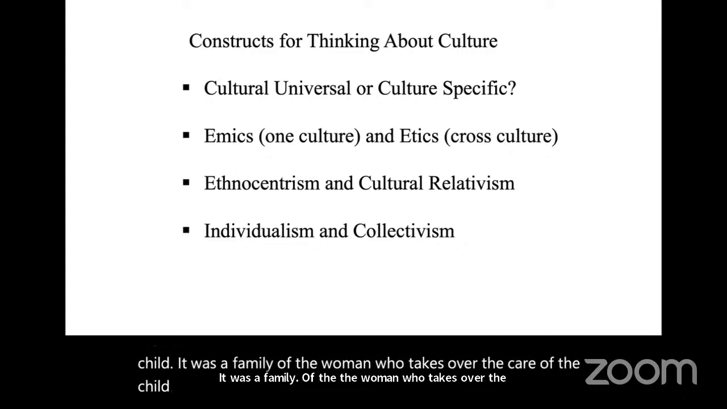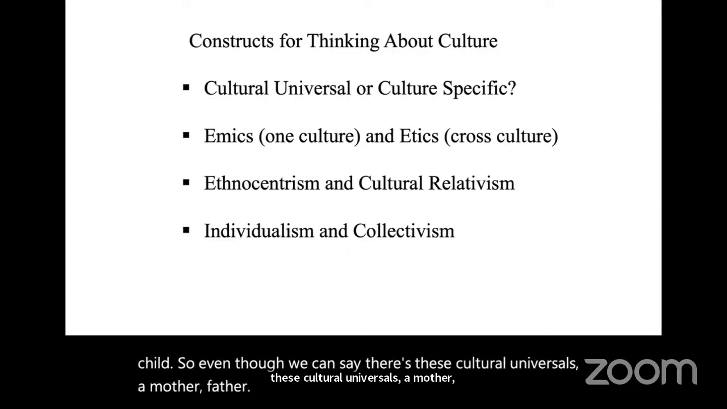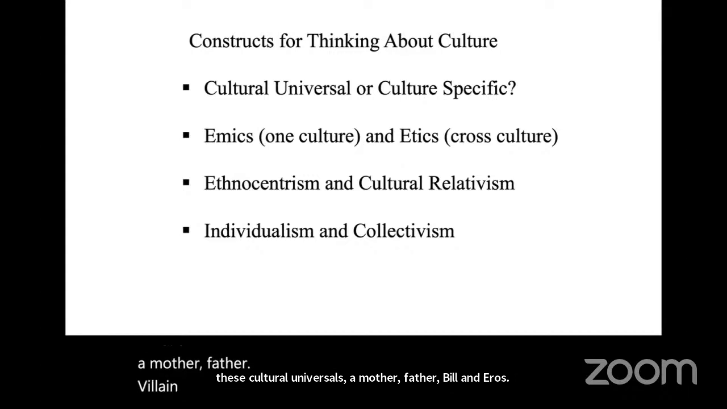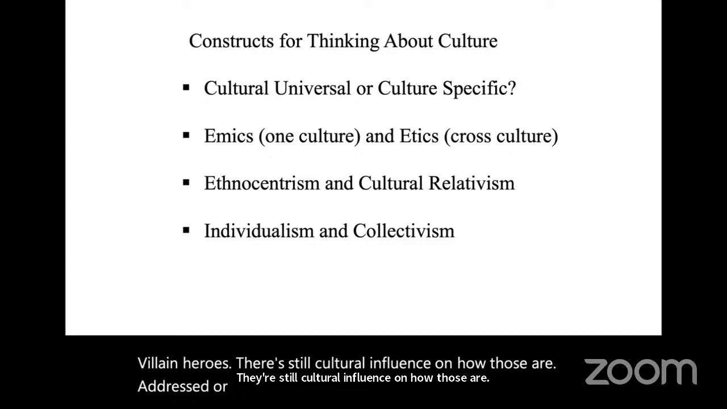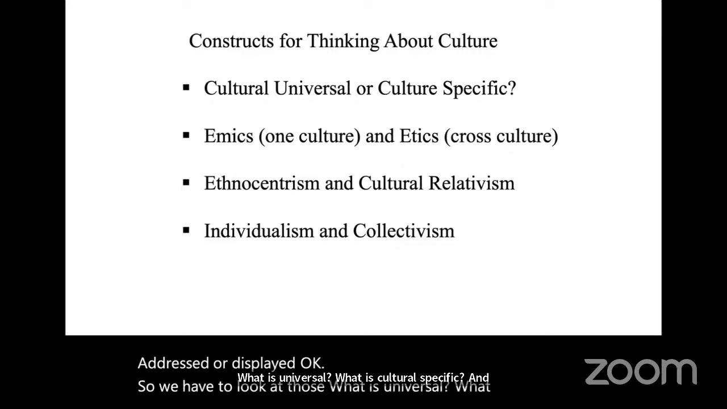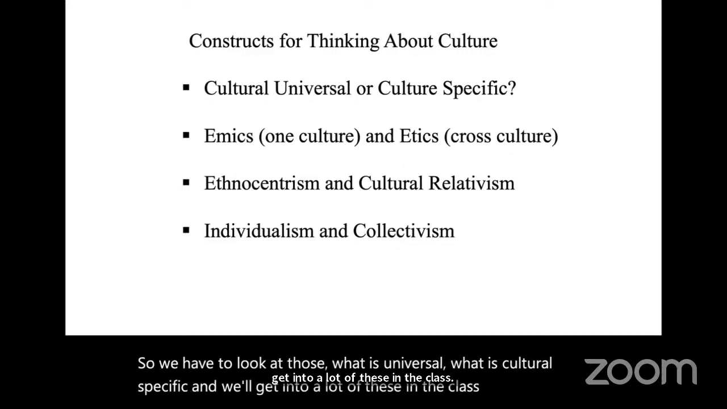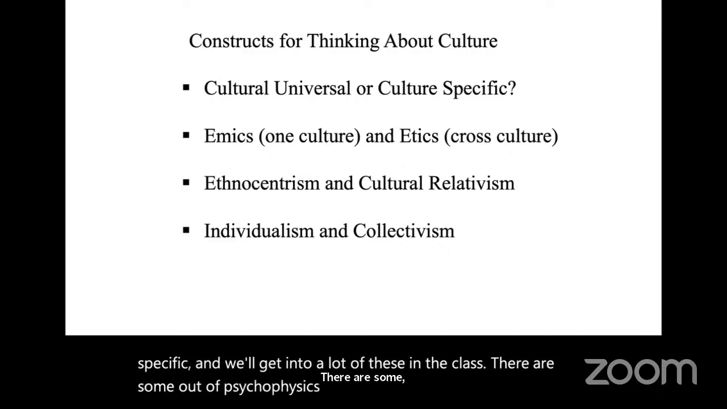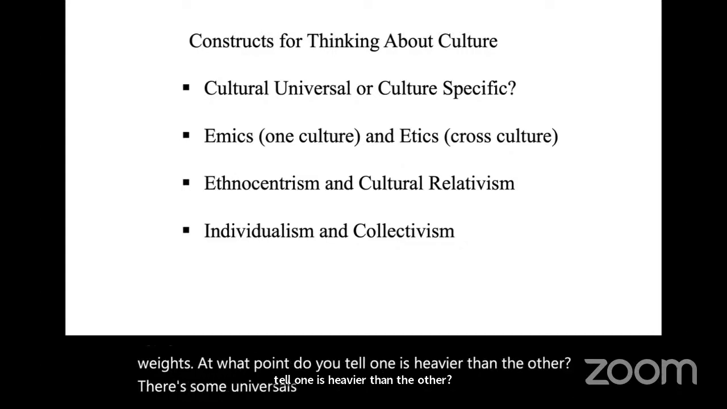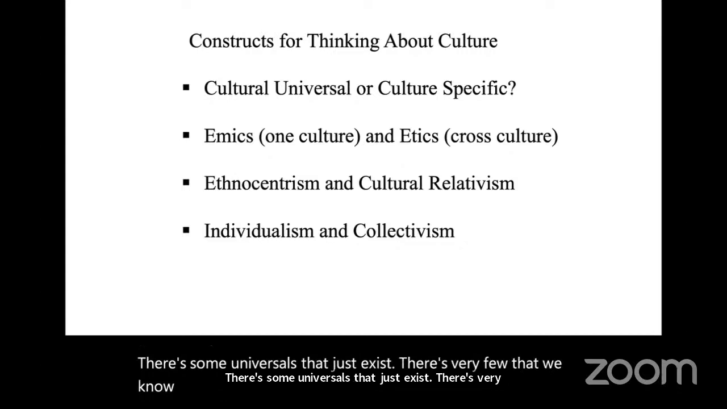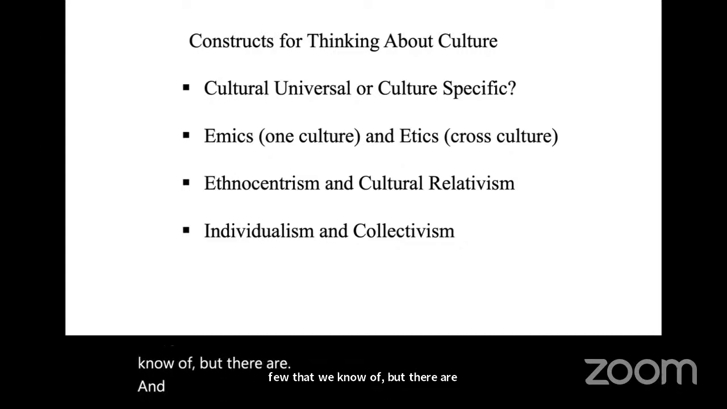So even though we can say there's these cultural universals, a mother, father, villain, heroes, there's still cultural influence on how those are addressed or displayed. Okay. So we have to look at those. What is universal? What is cultural specific? And we'll get into a lot of these in the class. There are some, out of psychophysics, telling the difference between two weights. At what point do you tell one is heavier than the other? There's some universals that just exist. There's very few that we know of, but there are. And then we'll talk about cultural specific approaches as well.